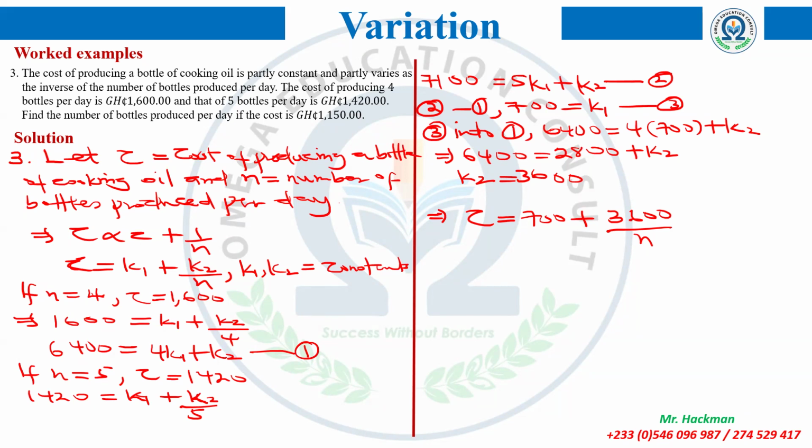So it's now that we are going to find what we were asked directly to find, which is to predict your n given C. So we are going to have, if C is equal to the value given, 1150, then this implies that 1150 will be equal to 700 plus 3600 over n. Do you agree?